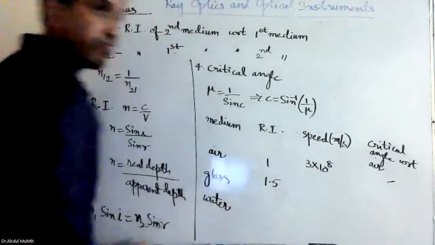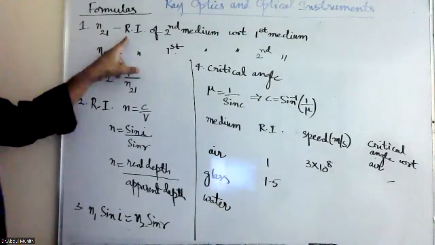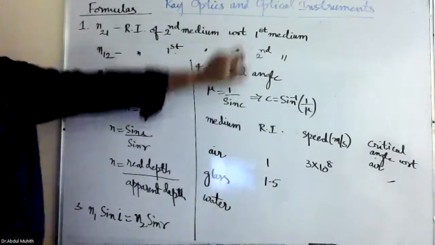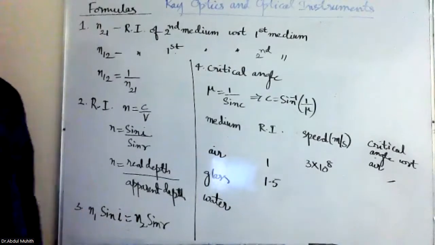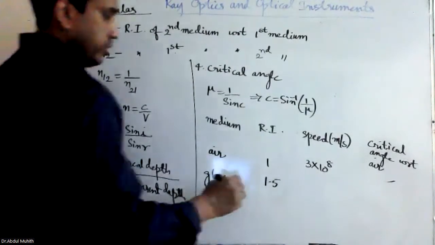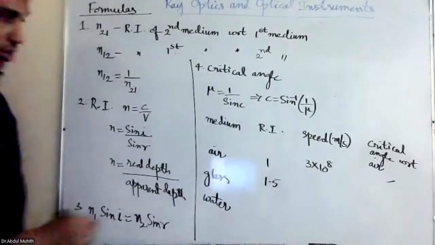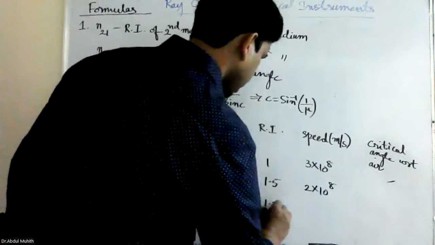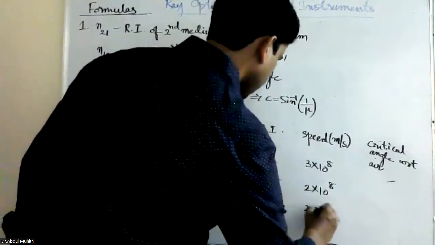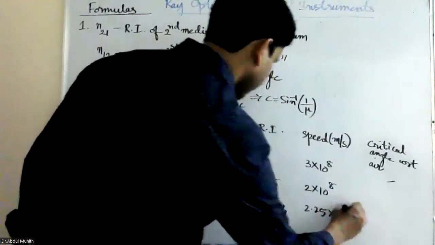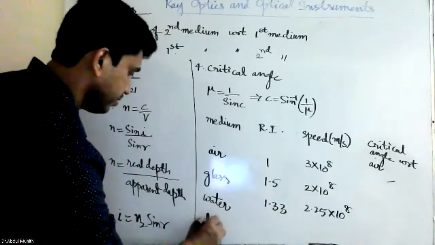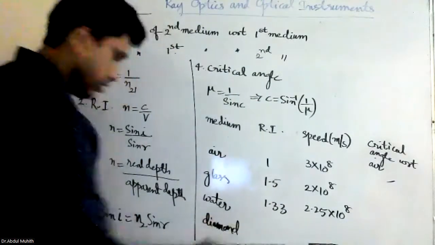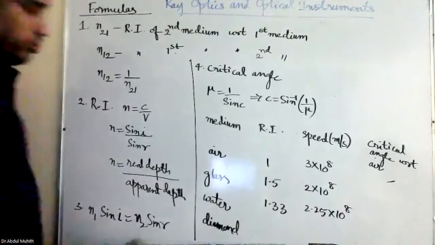Tell me, what is that medium? Refractive index of second medium with respect to first medium. This is 2 into 10 to the power of 8. And this one is 1.33 and 2.25 into 10 to the power of 8. And the diamond, 2.42.